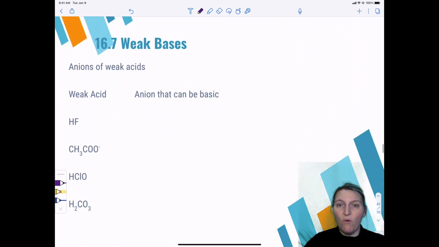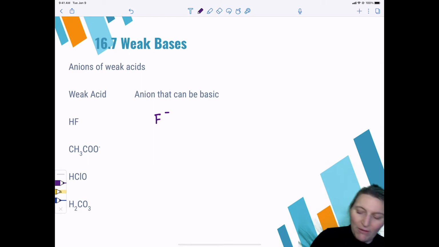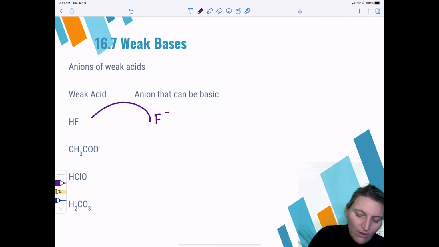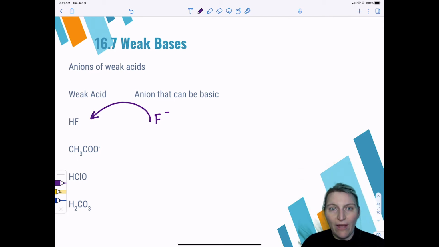Another group of weak bases are the anions of weak acids. So think of after the weak acid donates its hydrogen, what's left? And so that, of course, could be basic. F minus, if it's around water, will react and form HF. It will grab a hydrogen off water.